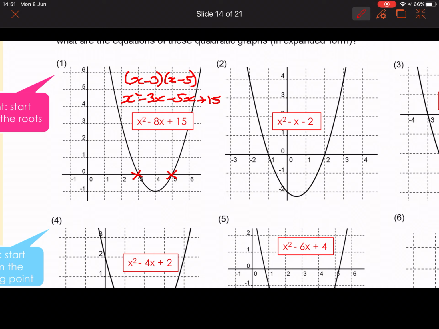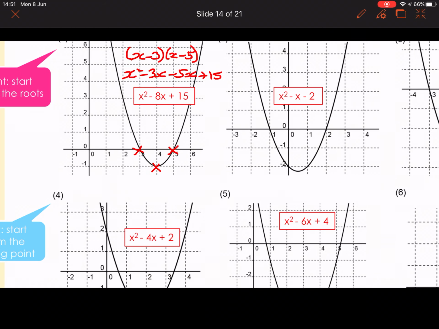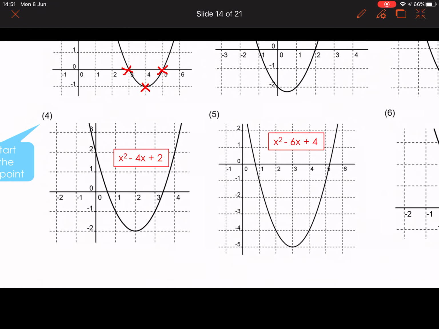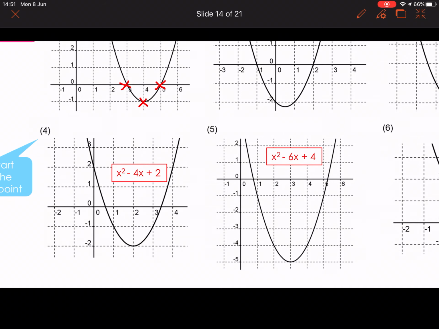You could have also done that from completing the square because we've got a really nice turning point there. So we could have done that in completed the square format. I'm going to go through the completed the square format with this one. Because if you have a look at question 4, can you see the roots aren't clear? It's 3 point something, but my scale isn't good enough for me to know what it is. But the turning point goes exactly through 2, minus 2.